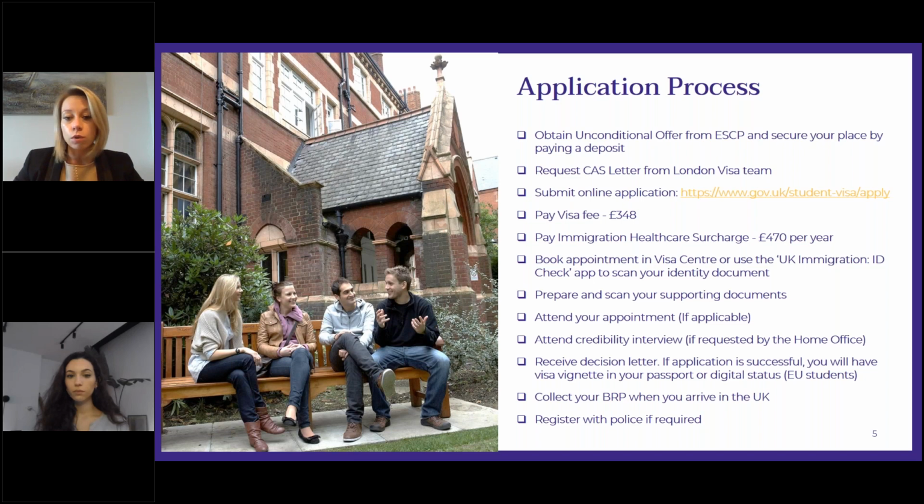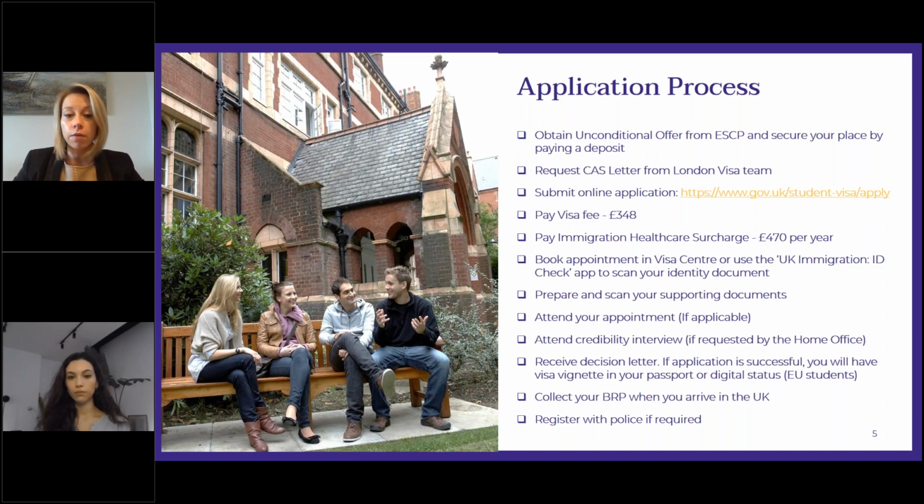So let's imagine you're not going to be invited for the interview. Then we go to the next step, which is receiving the decision letter. If the application is successful, international students will receive a visa vignette glued in their passport, which is not their permanent visa and which is not a BRP card. This is just a visa vignette to enter the UK. EU students who use the app to scan their identity documents will not receive a visa vignette. They will receive digital status instead. Again, this digital status will be used for you to enter the country and to receive your final document, which is going to be the BRP card.